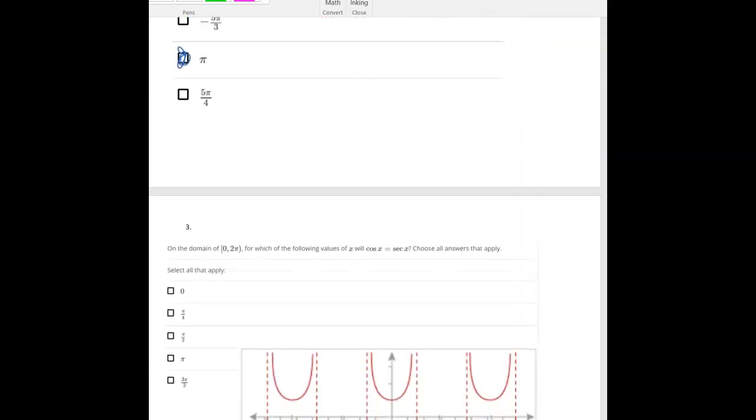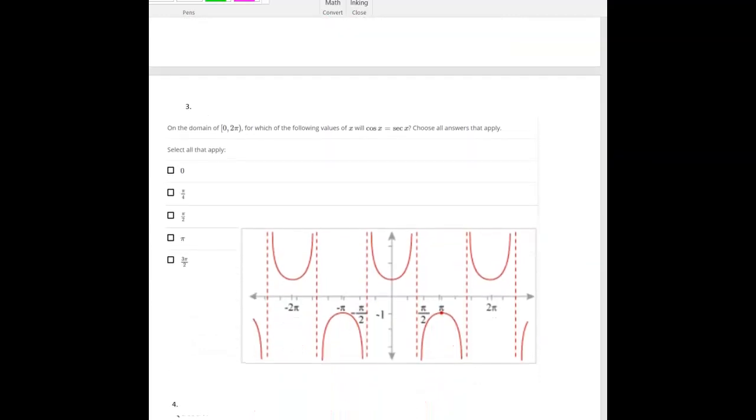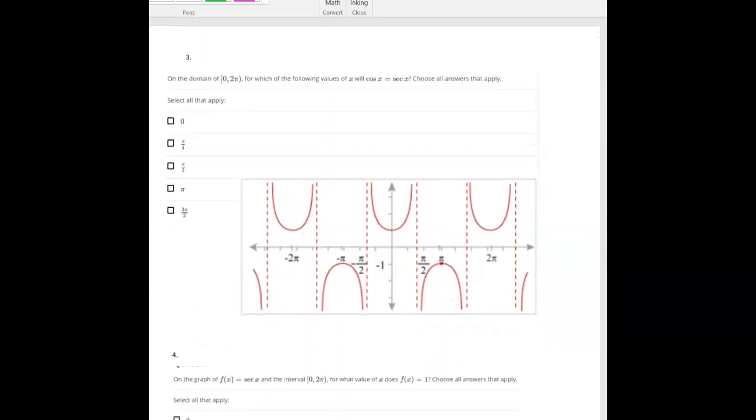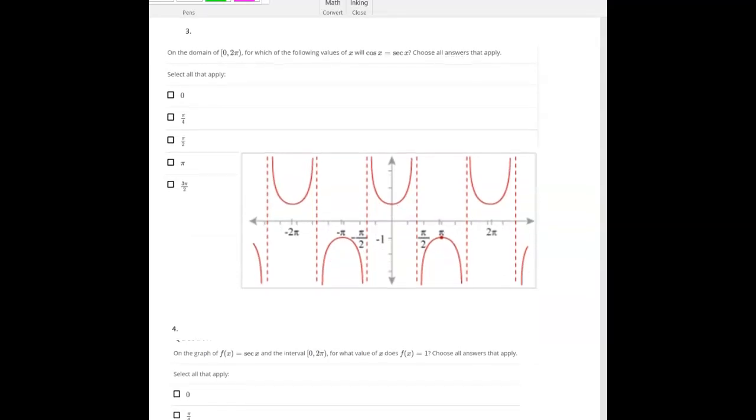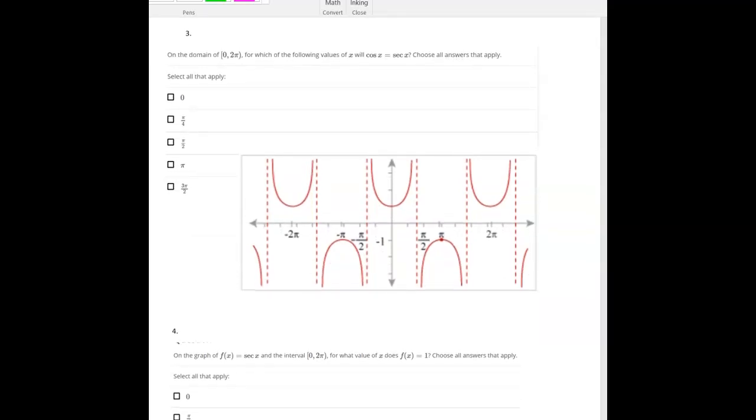Okay, the next two are going to be about secant. I've got the graph shown there, and like I said, you'll be able to use these graphs when you take your test. I made that cheat sheet that has all of them on one page that you'll be able to refer back to. So on the domain from 0 to 2 pi, so that's talking about on this graph, you're just looking from here to here, on 0 to 2 pi. Well, actually, my 2 pi is right there. Sorry about that, guys. Which of the following values of x will cosine equal secant?